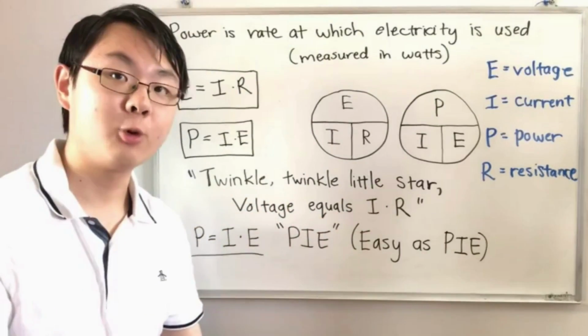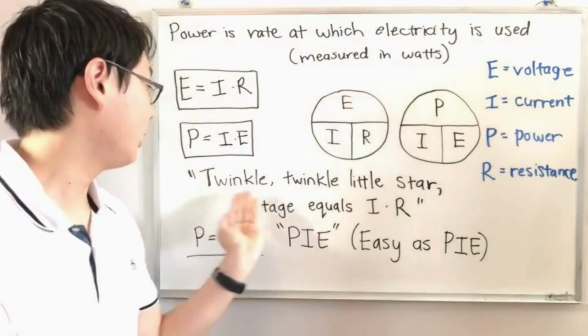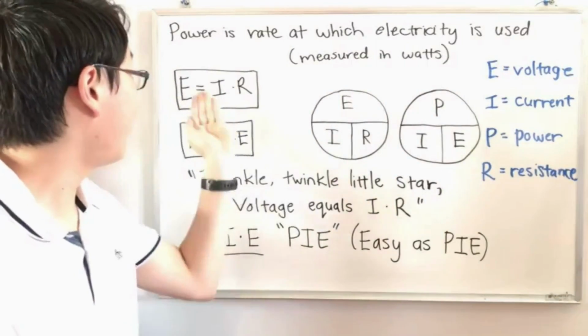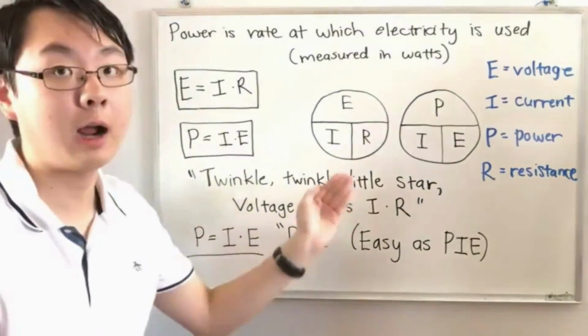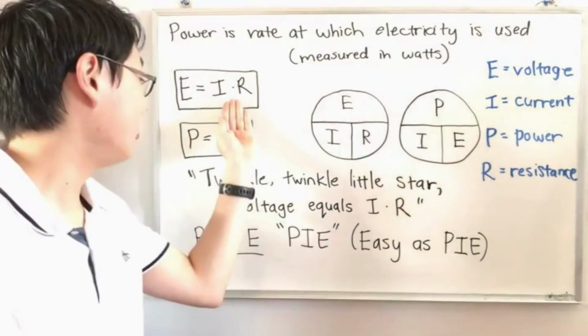You don't have to sing that if you feel weird. You can if you want. But just remember this: Twinkle, twinkle, little star, voltage E equals I times R. And that rhymes. That will help you for this equation.